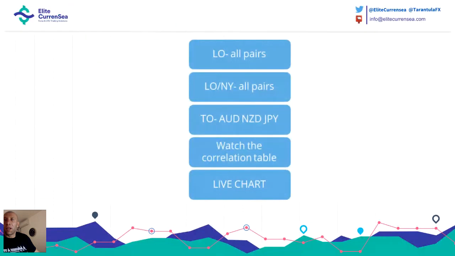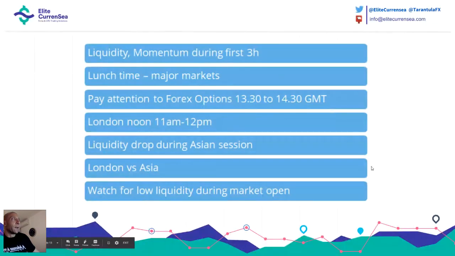Now, what is also important, guys? Again, I'm talking about the first 3 hours of each major session. Liquidity is huge. Momentum can be overwhelming during the first 3 hours of each major session. That is when big players kick in and when big players take their profits. Lunchtime on major markets such as London usually serves to counter the trend.